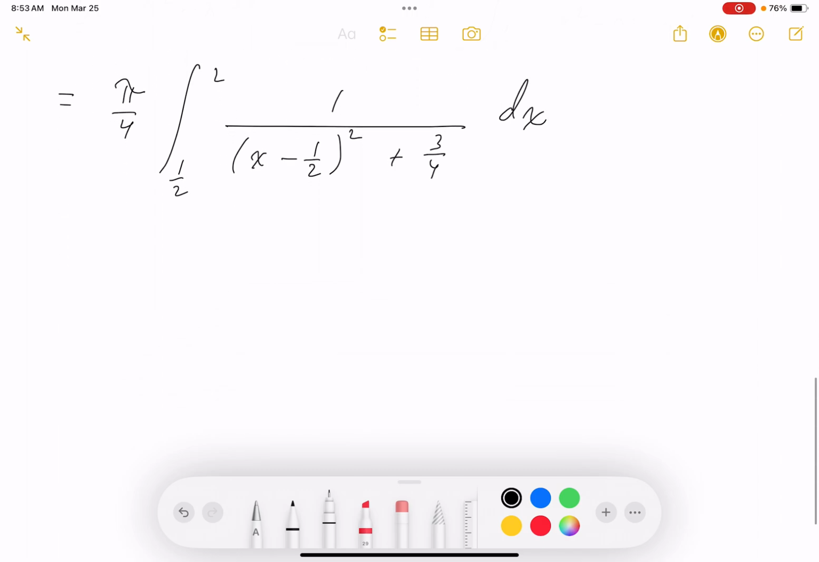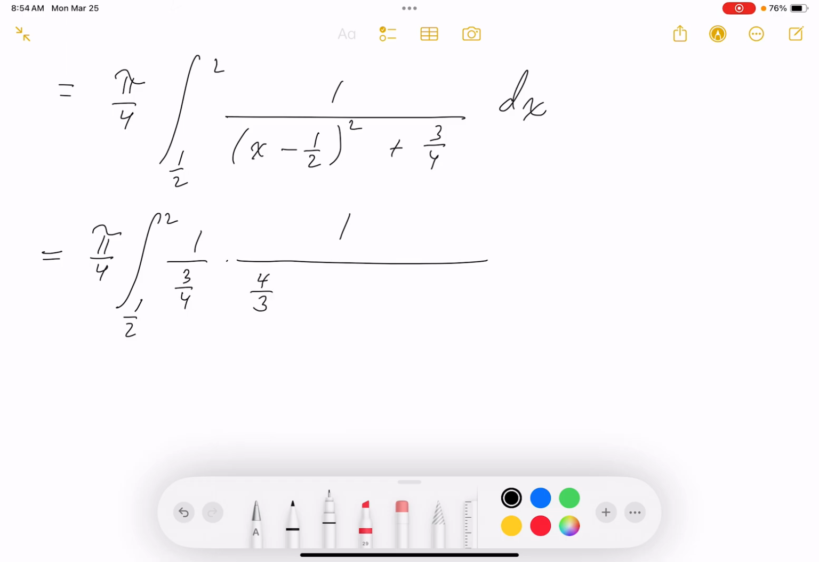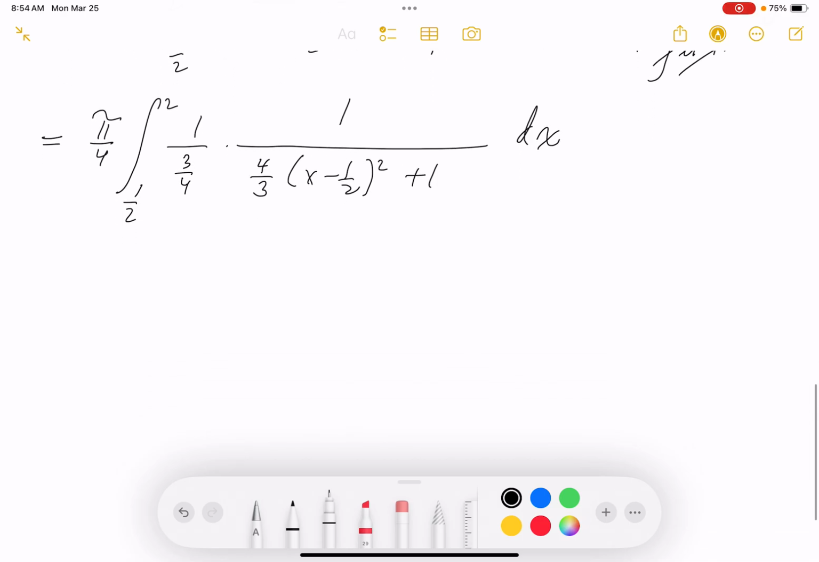All right. I got to do something now about this. And what I'm going to do is factor out a 3/4 from the bottom. So you get pi over 4, integral from 1/2 to 2, 1 over, factoring out 3/4 from the bottom, so this gives me 4/3 and then x minus 1/2 squared plus 1 dx. You may see what I'm trying to do over here. I'm trying to get the integration to look like this over here, because I know the antiderivative of this one. I'm trying to get that.